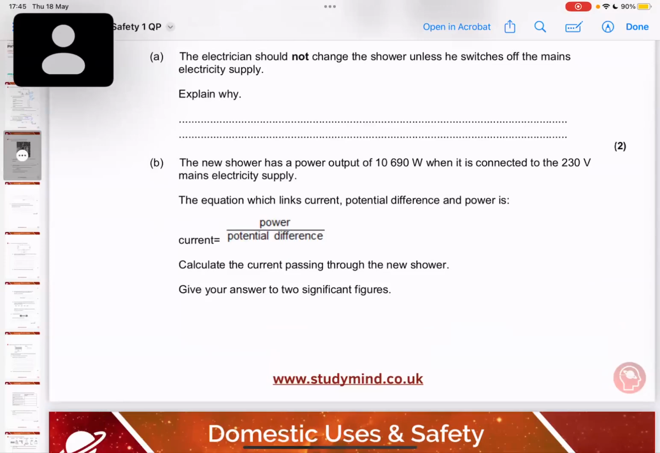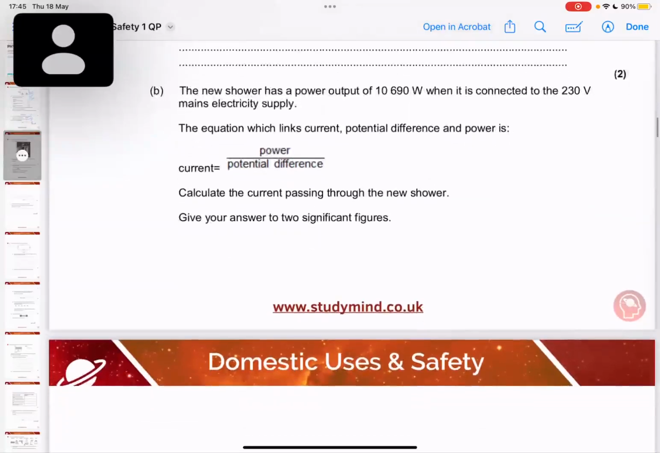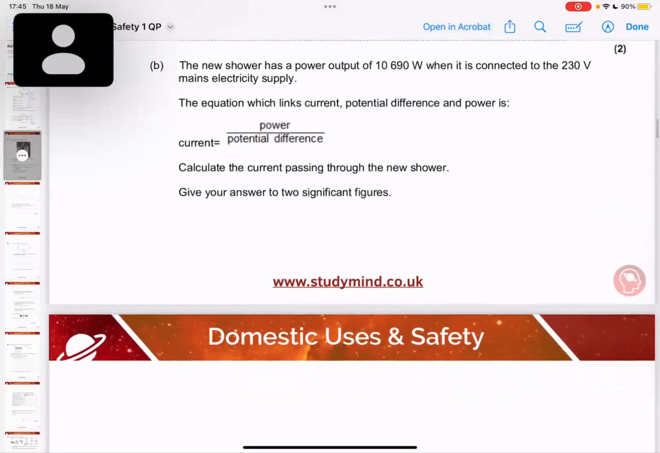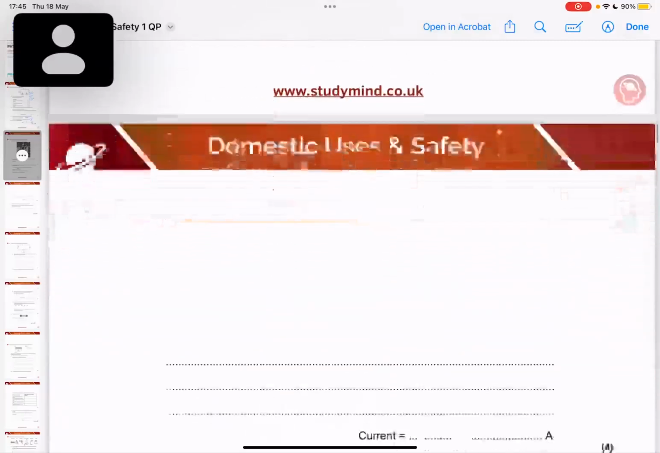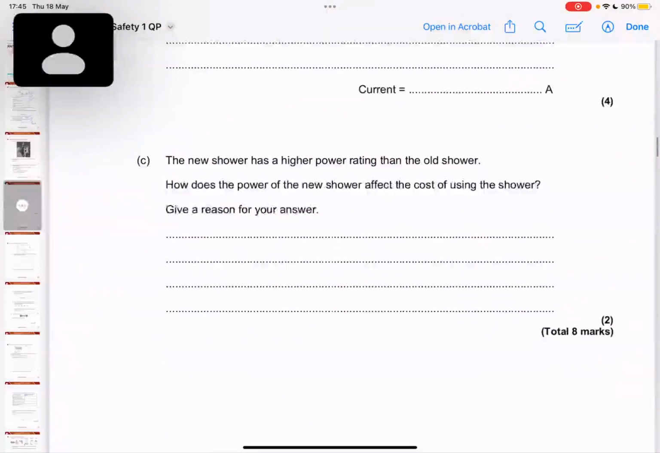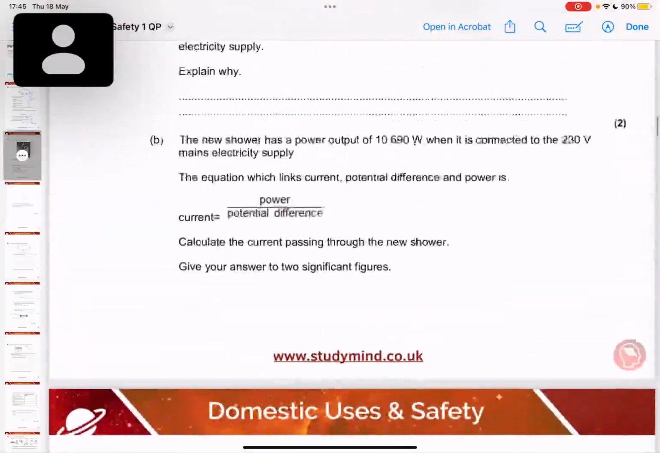I don't have a calculator on me, but do you divide 10,690 by 230? Yes, perfect. And you get around 46.478, something like that. And 2 significant figures would just be rounded down to 46. Okay. And is everyone okay with that? Or shall we, I'll just write it out anyway.